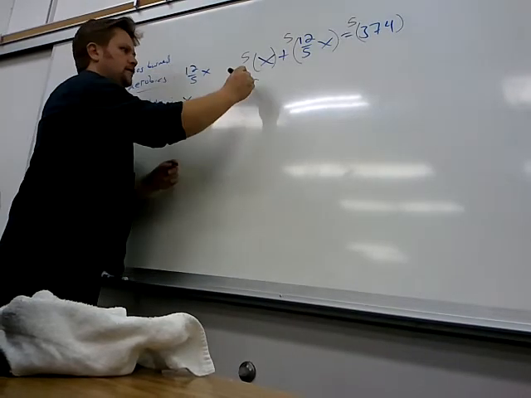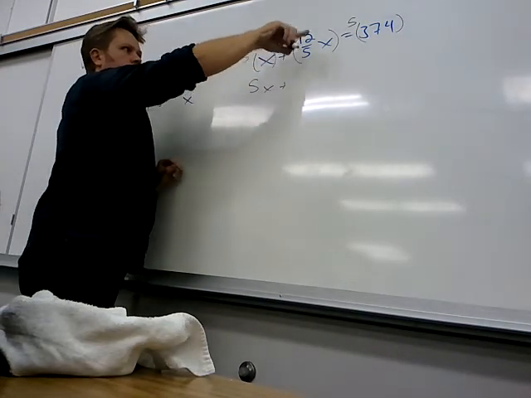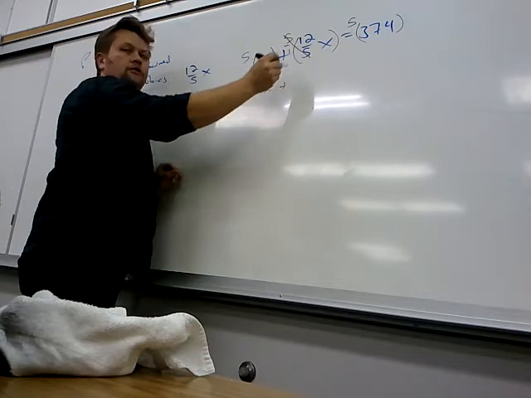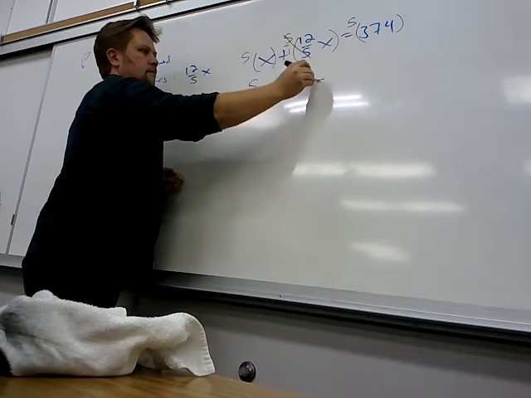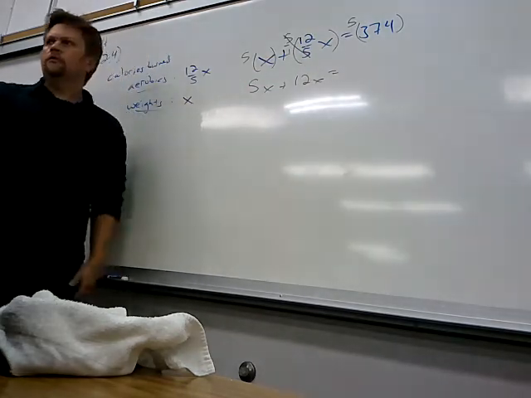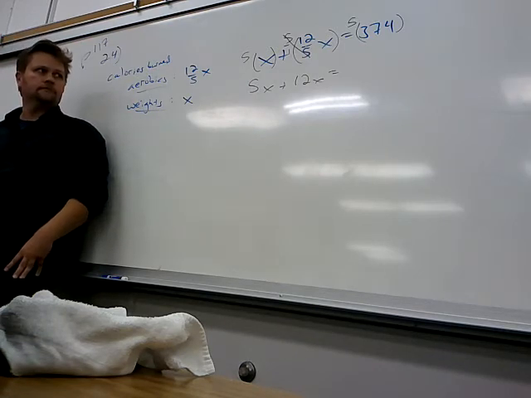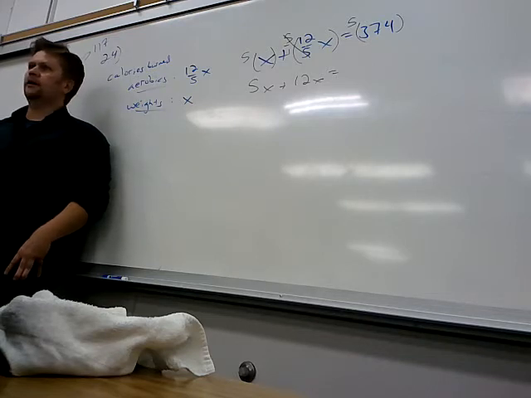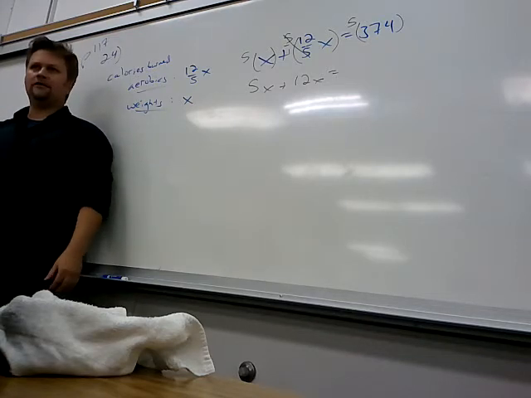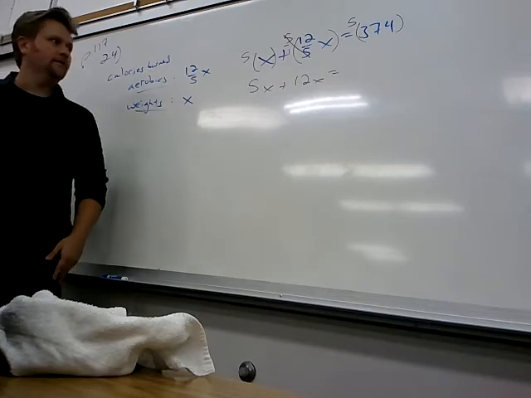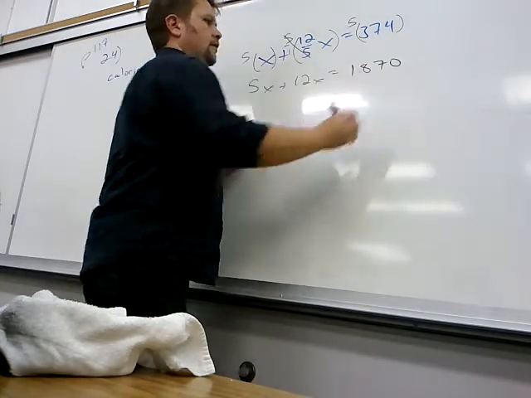But this is 5x. What happens here? It becomes 12. The 5 goes away, so you get 12x equals whatever that is. 1870? I don't know. Somebody help me out. I don't have a calculator. 1870. 1870. Gotta show off there.